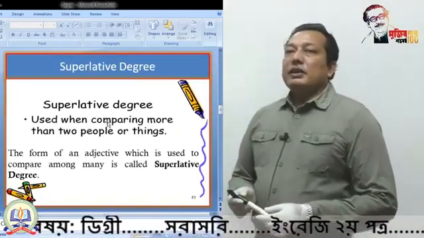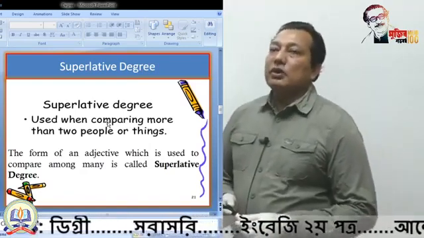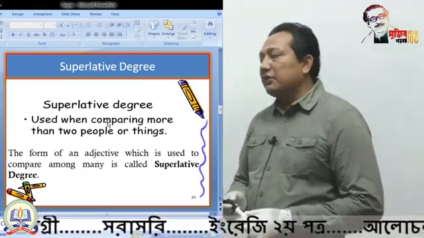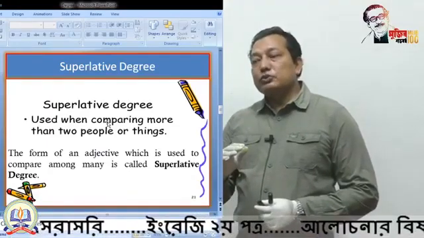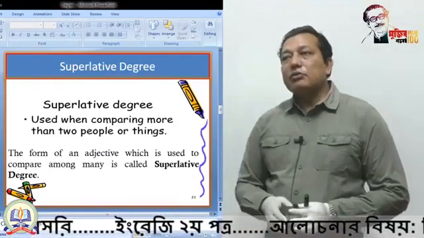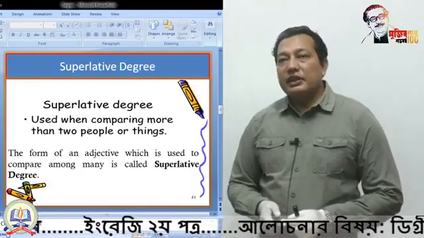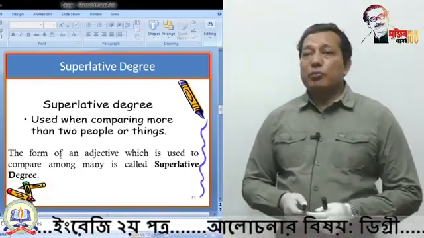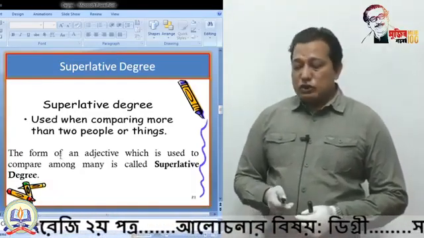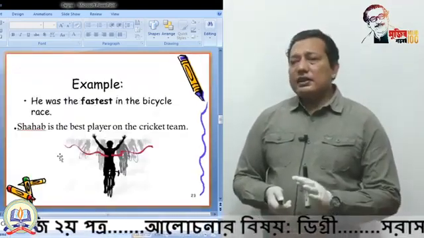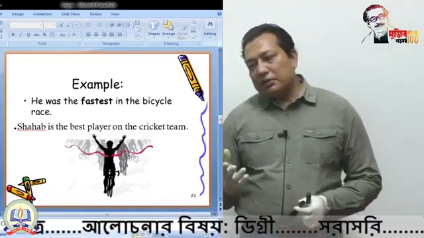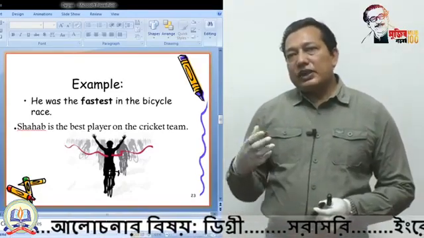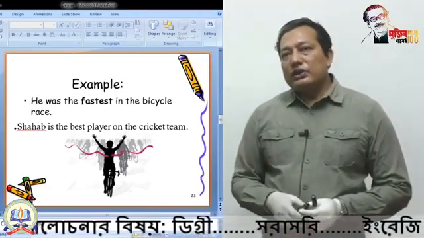Superlative degree. Superlative degree is used when comparing more than two people or things. That means in superlative degree you will compare with more than two people or things. The form of an adjective which is used to compare among many is called superlative degree. All these are the discussions about the concept, the introduction about degree. Then we will go in detail.